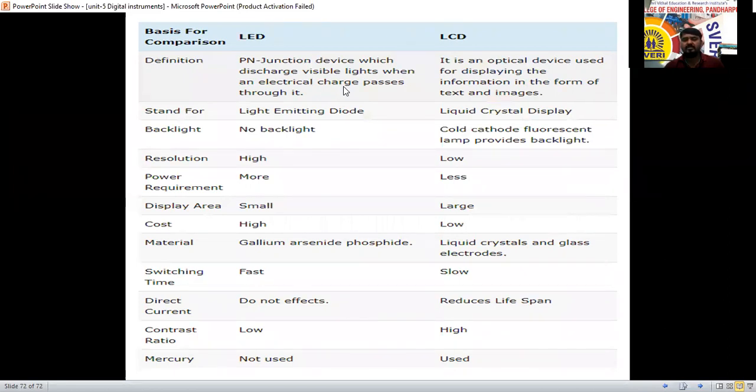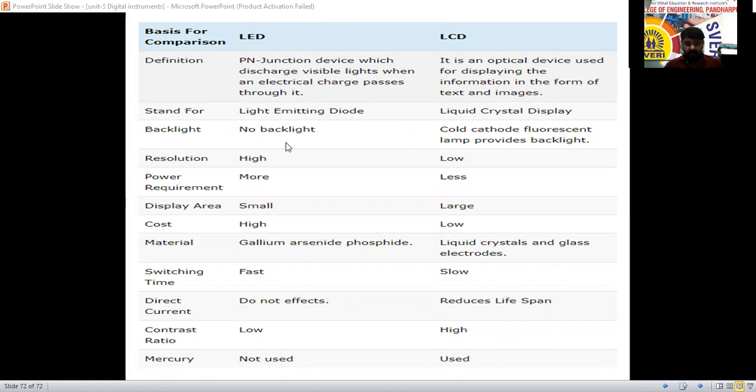What is the LCD definition? Is LCD also a diode or not? No, sir. Then it is an optical device, called an optical or crystal device, which we use for displaying information in the form of text and images. LED stands for light emitting diode. LCD stands for liquid crystal display.